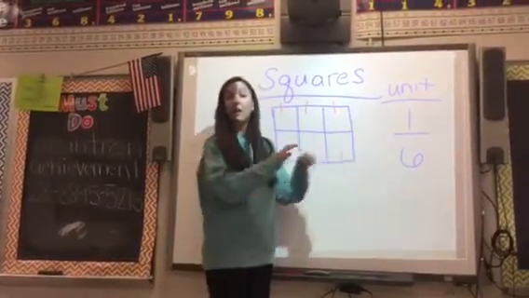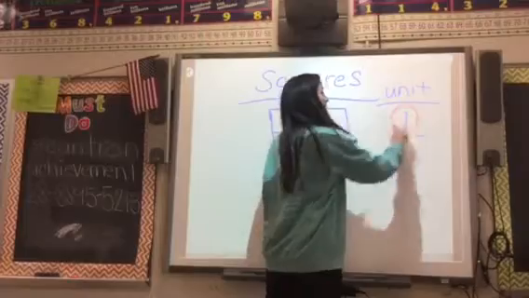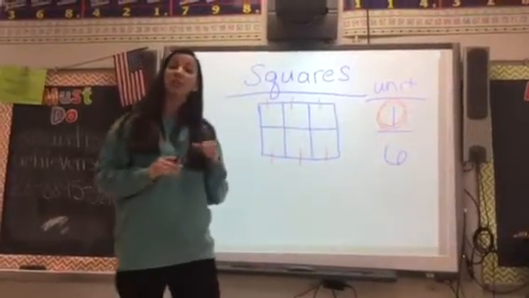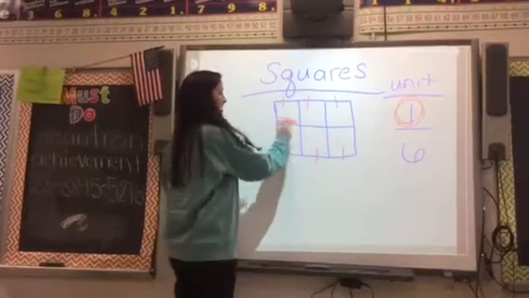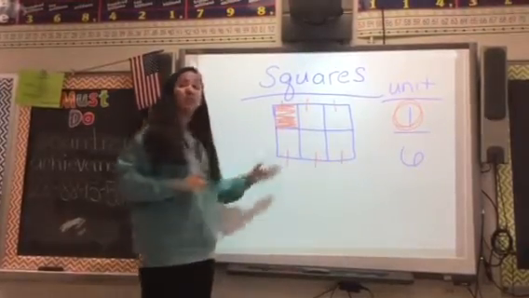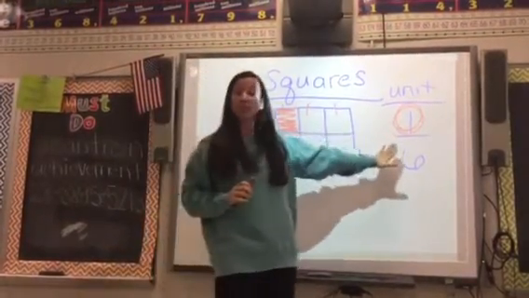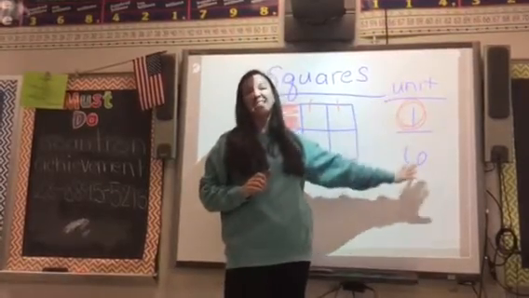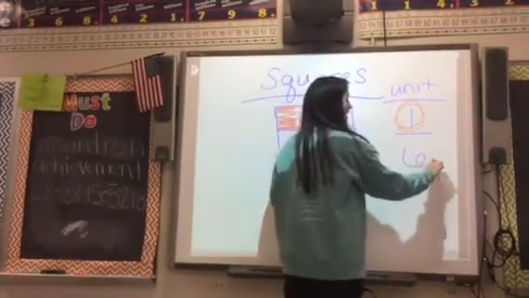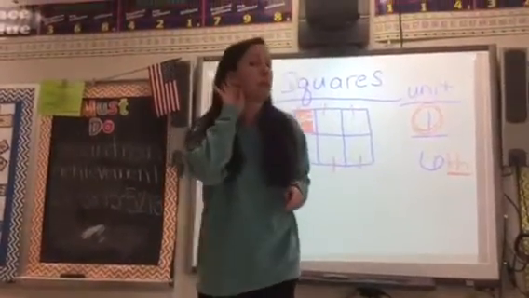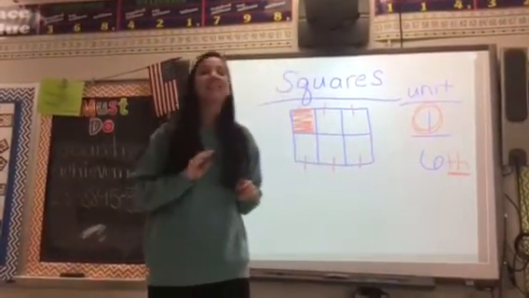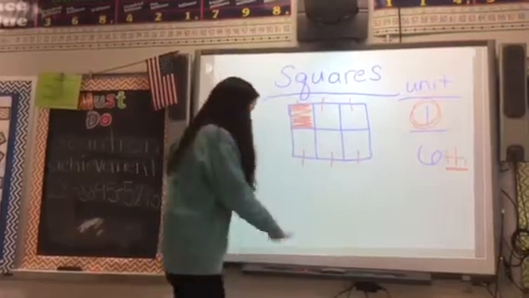Now, here's my unit fraction. That's what we're working on. My numerator is 1. So I need to shade how many? 1. You're right. Let's shade 1. So this picture matches this fraction. 1/6. 1/6. There's that TH. So we got to practice saying it. 1/6. Say it for me. 1/6. Good job. Awesome job.